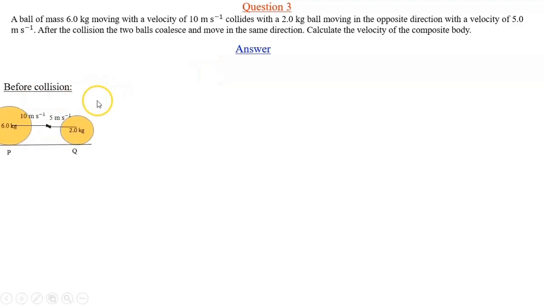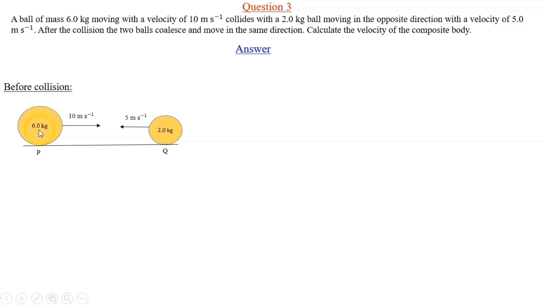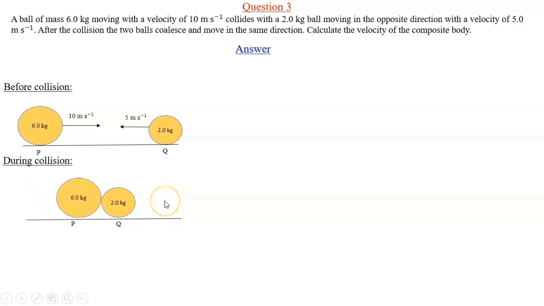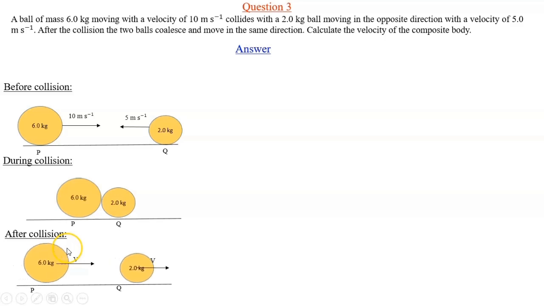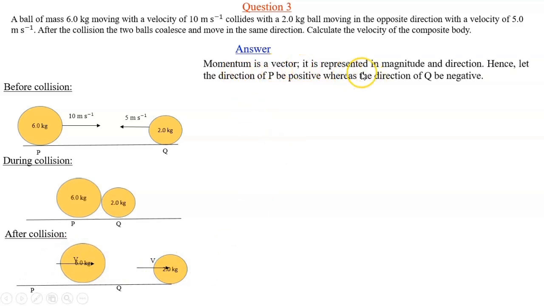Before collision, this is what happens. The ball with 6 kilograms moves in the easterly direction with the velocity of 10 meters per second. Then the ball with 2 kilograms moves in the westerly direction with the velocity of 5 meters per second. During collision, the two balls collide. Then after the collision, it was observed that they all move in the same direction. Momentum is a vector. It is represented in magnitude and direction. Hence, let the direction of ball P be positive, whereas the direction of ball Q be negative.